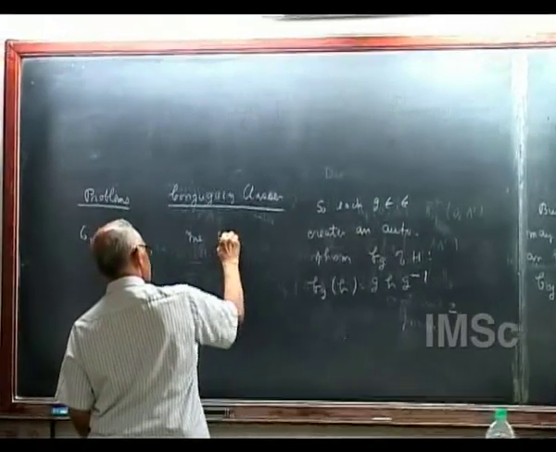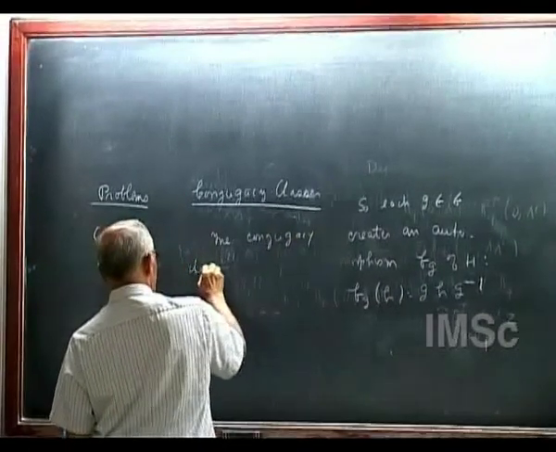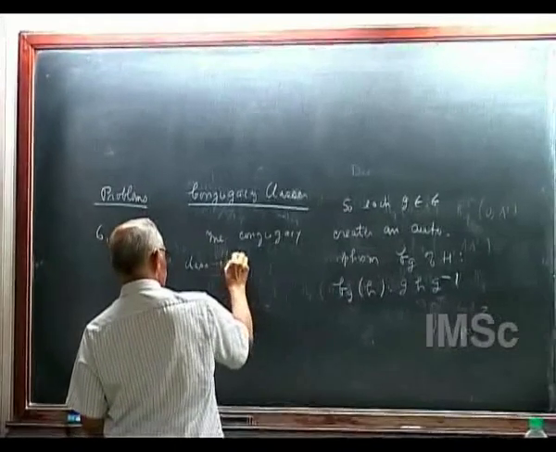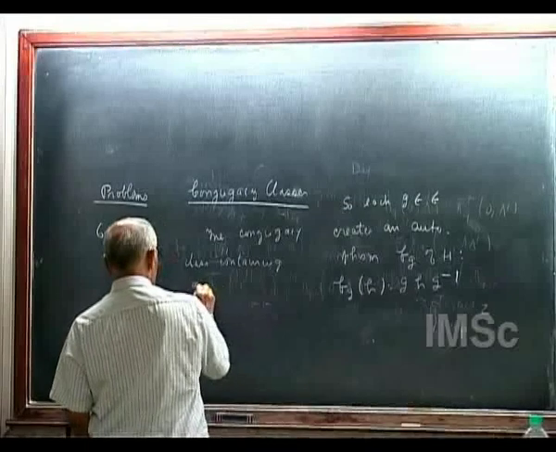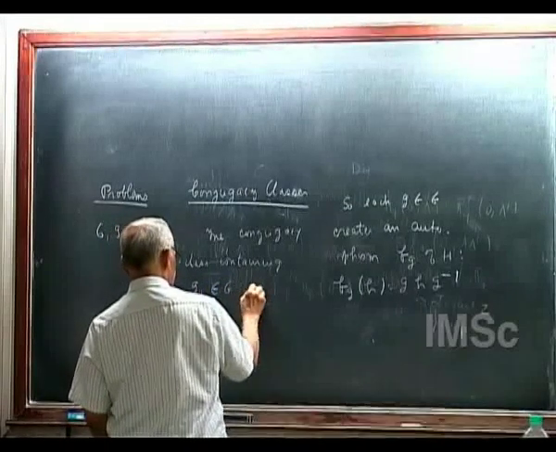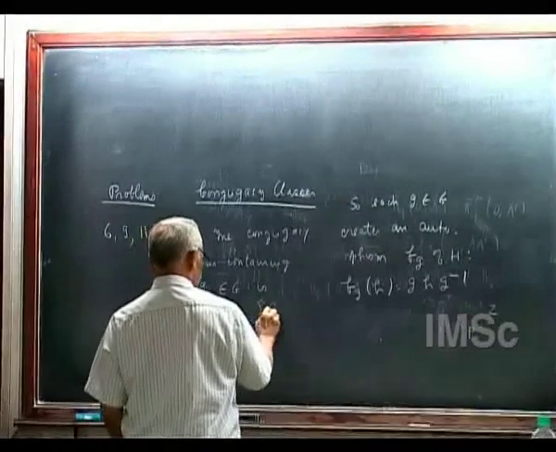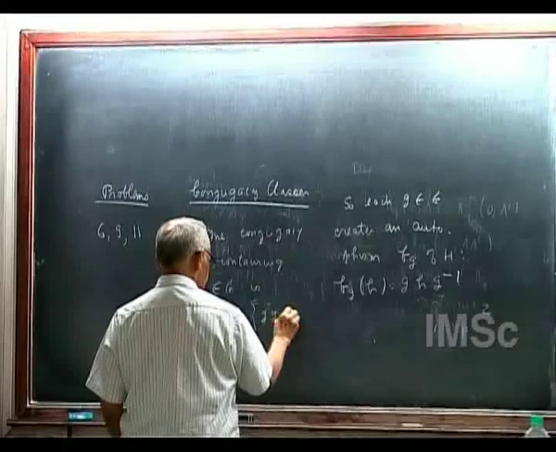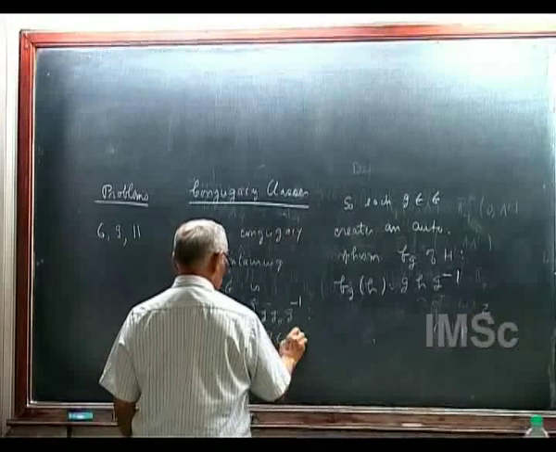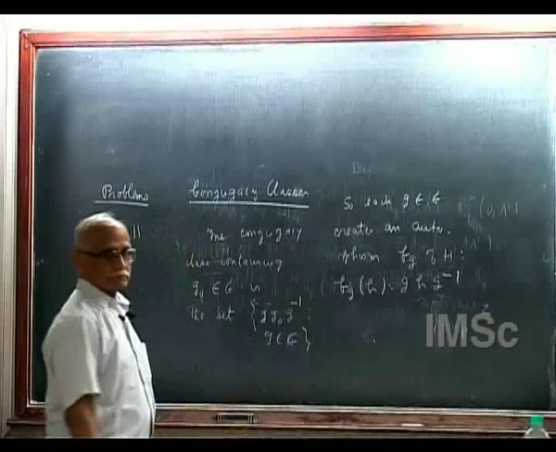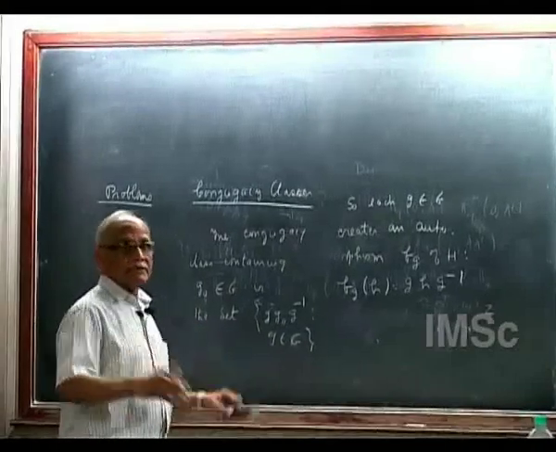The conjugacy class containing g0 in G is a set: g g0 g inverse, for all g in G. We use conjugation. This also partitions the group.